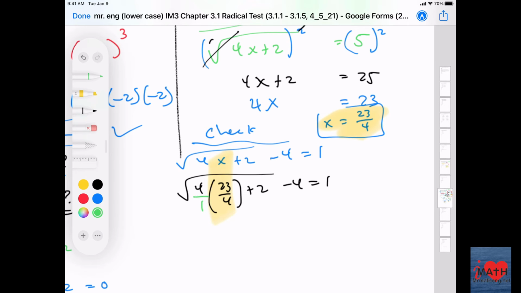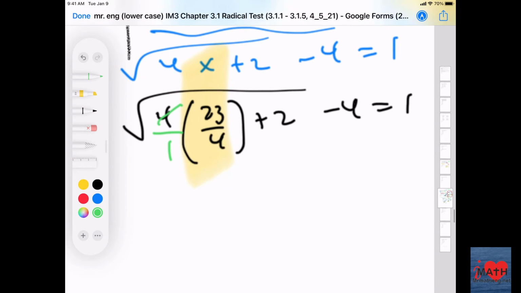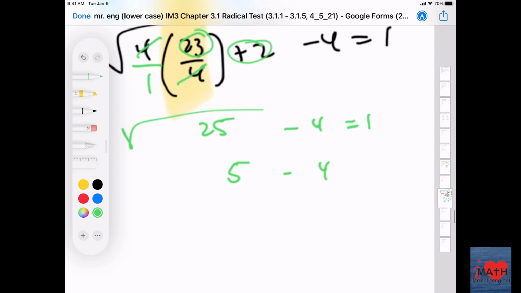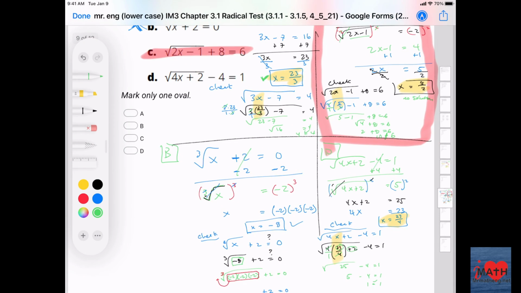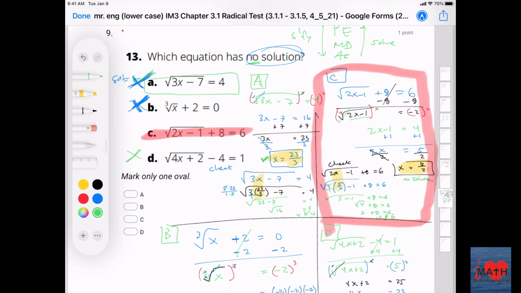Alright, put this over 1. Cancels. 23 plus 2 gives you 25. Square root of 25 is 5, minus 4, and 1 equals 1. So that's to preview that this one is a solution, but we're looking for no solution. The only one that had no solution, this one was no solution, so the answer for number 13 is C.